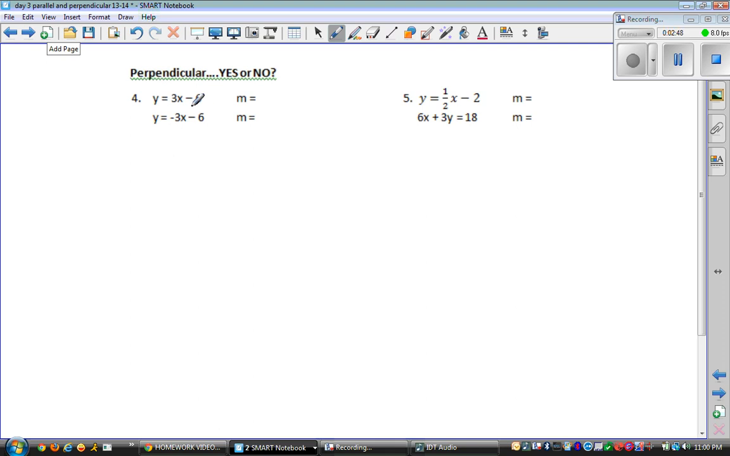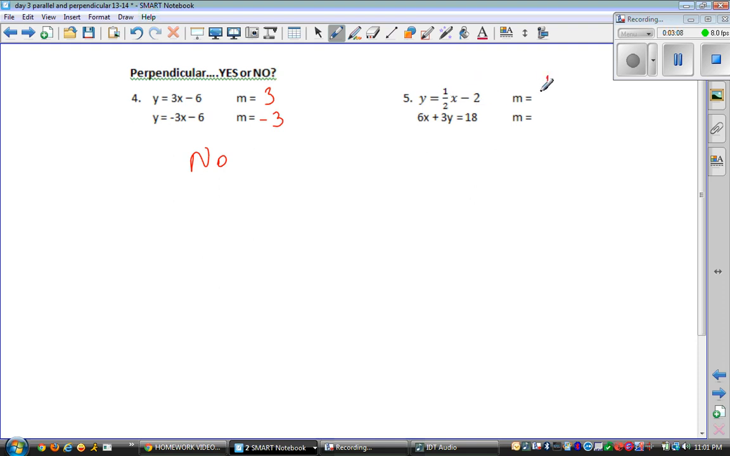So now looking at two lines, we determined if they were parallel a while ago. Now we're going to determine if they're perpendicular. This has a slope of 3. This one has a slope of -3. One is positive and one is negative, but they're not reciprocals, so no, these are not perpendicular.